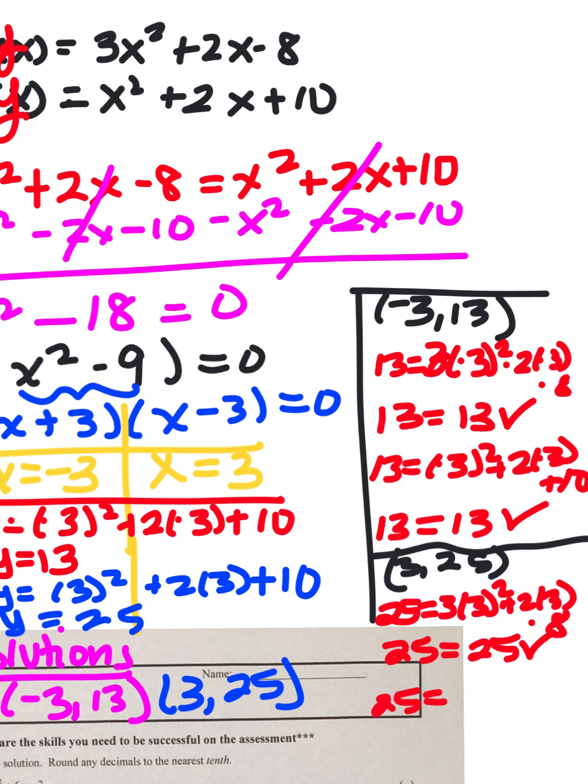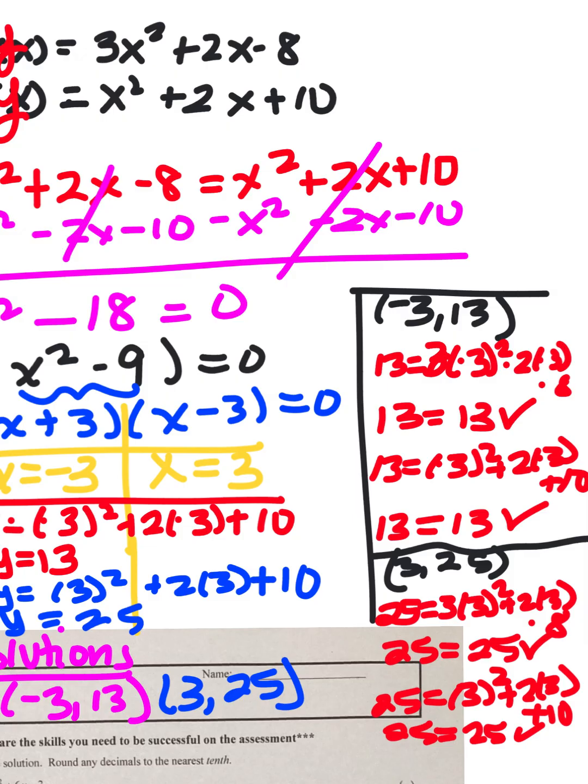25 equals 3 squared plus 2 times 3 plus 10. Just plug it in your calculator. 25 equals 25. That checks. And remember, that's called justifying the solution. It's just showing your checks.